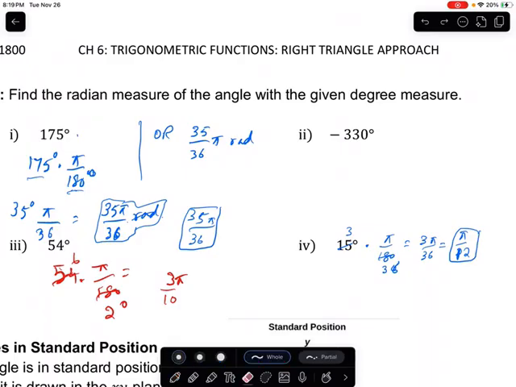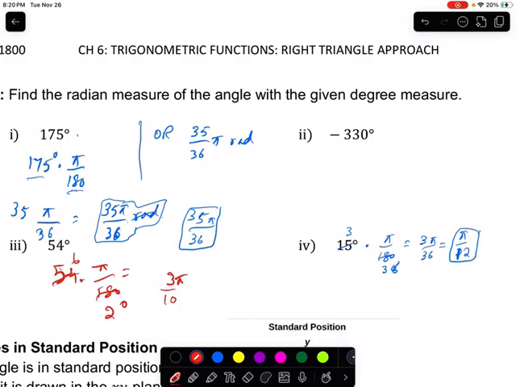Now the degree unit goes away, and we get the answer as 35 pi over 36. You can write RAD there, or you may just say 35 pi over 36. The second one, I left it for you to try on your own and see what you get as an answer.